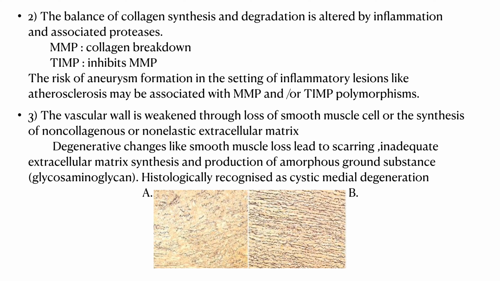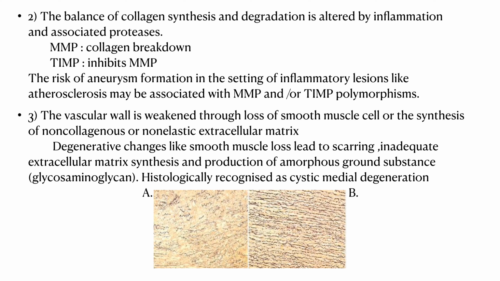The third thing here is the vascular wall is weakened through loss of smooth muscle cells, or the synthesis of non-collagenous or non-elastic extracellular matrix. Now, this means the degradation of the muscular wall, smooth muscle cell, which produces collagen and extracellular matrix for the vessel wall. The loss of smooth muscle cells will indirectly lead to loss of the collagen in that case.